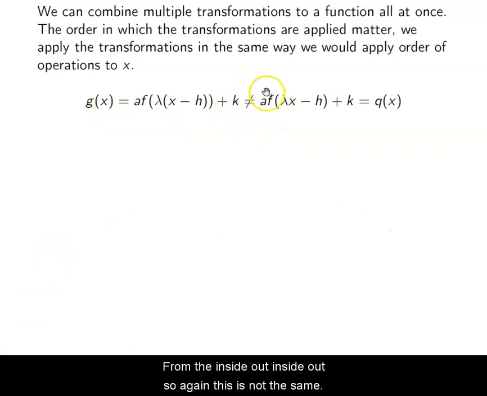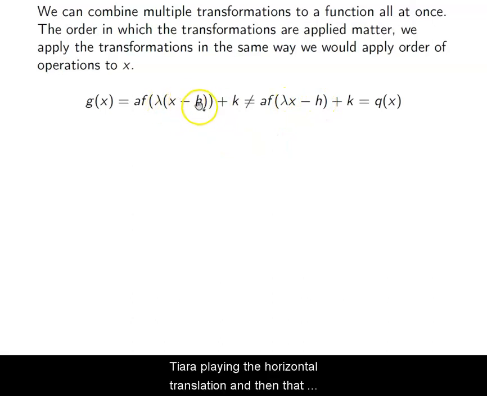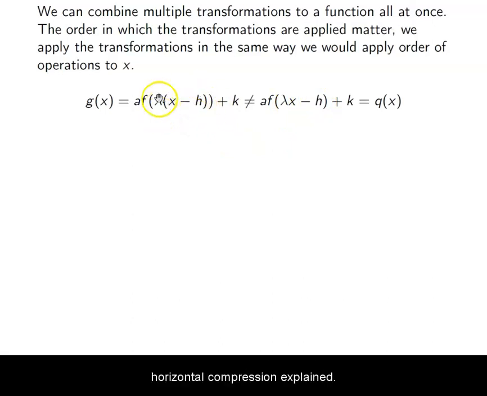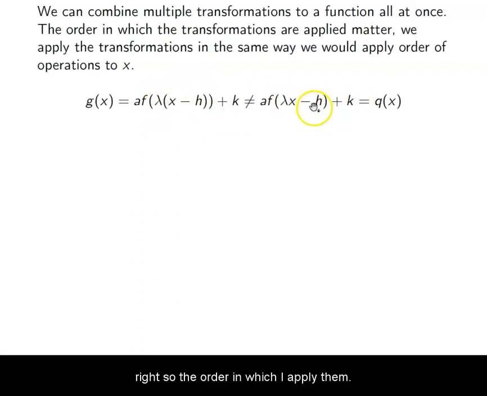So again, this is not the same. Okay, let's look at this notation. This A times my function with the shifts being applied in this order is not the same as if I had lambda times x and then minus h. Here I would apply the lambda first and then the horizontal translation. Here I'm applying the horizontal translation and then that horizontal compression or expansion, okay? So these would not give me the same thing, which should be clear even from this notation, right? If I distribute this lambda across, it's not the same as this. So the order in which I apply them matters.